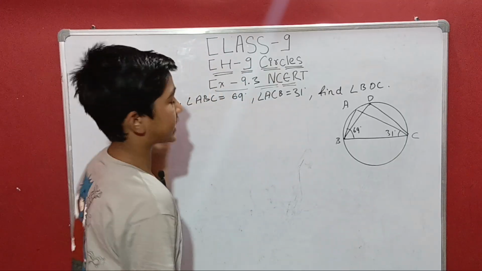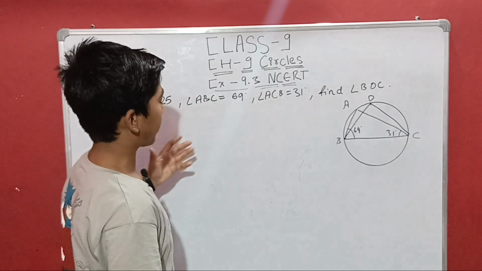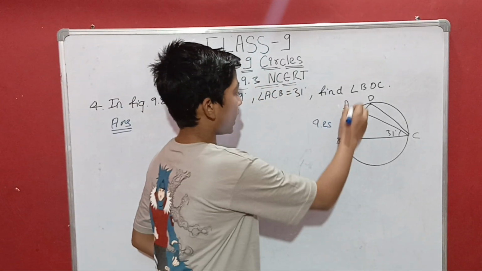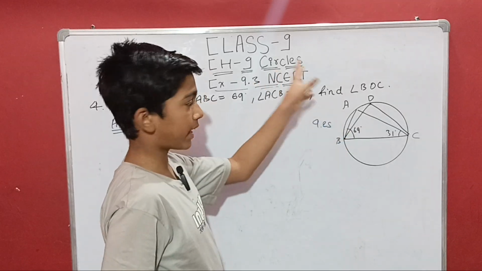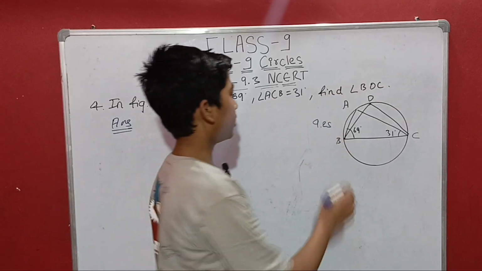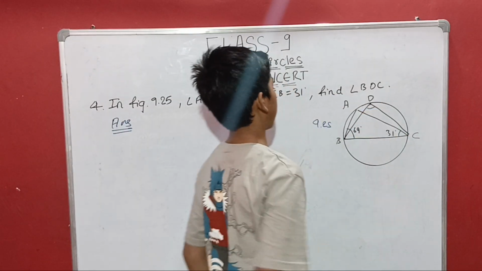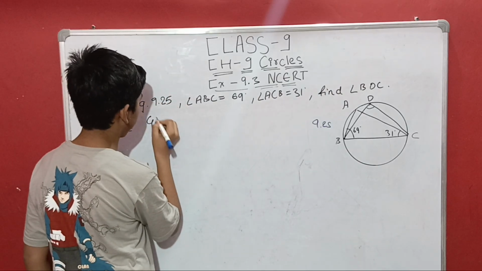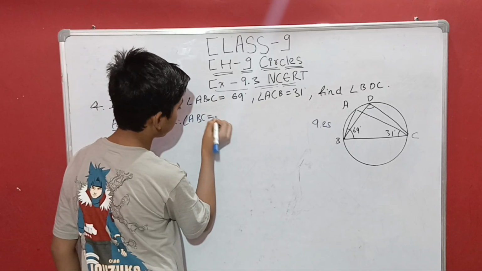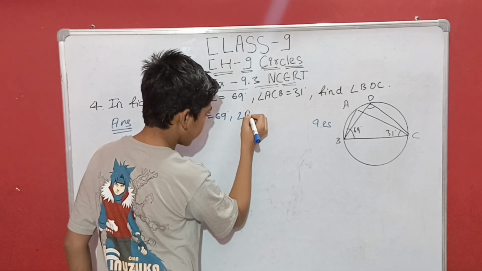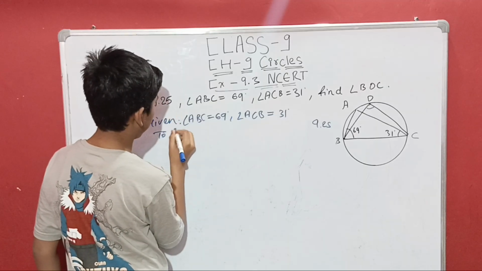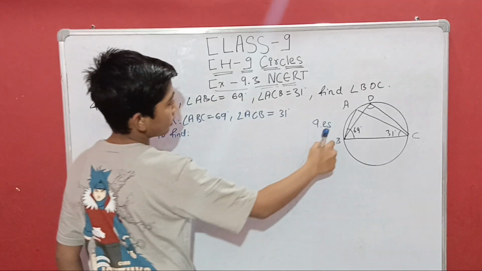So the fourth question of exercise 9.3 says that in figure 9.25, angle ABC is equal to 69 degrees while angle ACB is equal to 31 degrees. We have to find angle BDC, this angle. So we shall first write the given information, which is angle ABC is equal to 69 degrees, angle ACB is equal to 31 degrees. We have to find angle BDC.